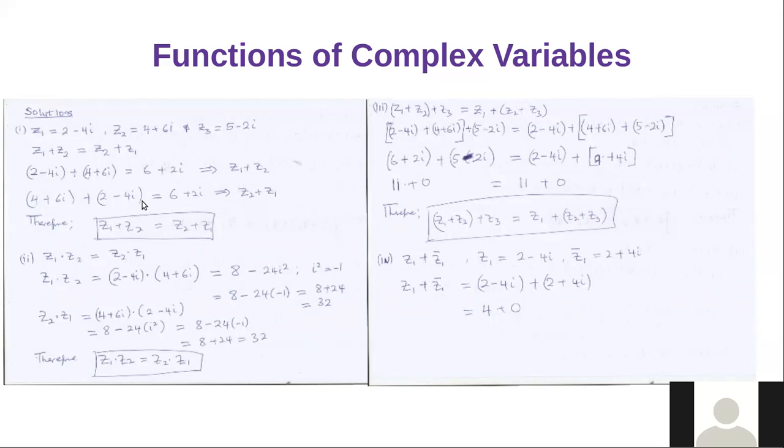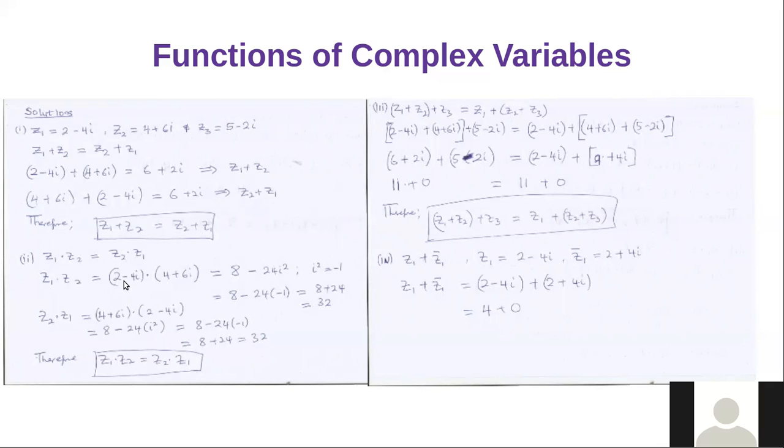So in this case now, if you consider z2 again, you have 4 plus 6i. When you add them, you see that the same result you have for z1 plus z2 is what you have for z2 plus z1. So therefore, we have proved that z1 plus z2 is the same thing as z2 plus z1. Let's look at the multiplication aspect of it. So z1 times z2. So 2 minus 4i times 4 plus 6i.